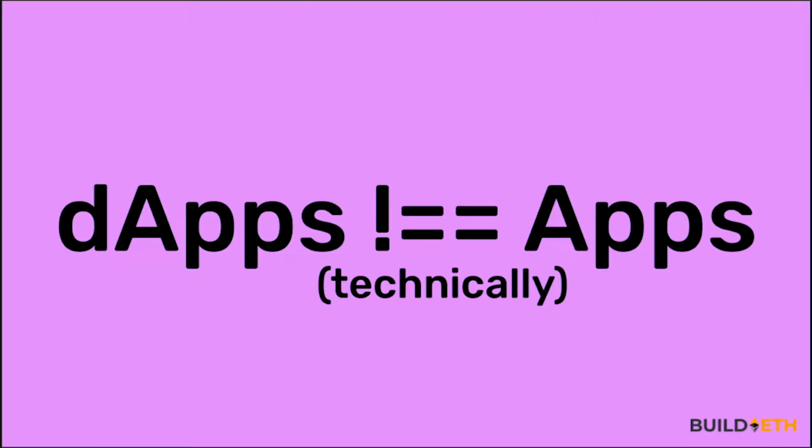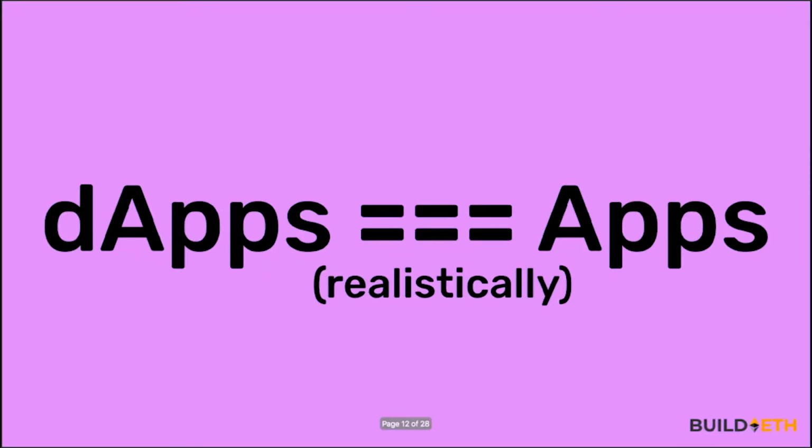But I don't think that's a necessity. I think dApps should just be apps. Because realistically, from a consumer's perspective, that's what they're using. They're using your product. They're using your service. They're trying to get some sort of value out of your app. And it shouldn't matter what technology you use. The tech should just drive the benefits, and that's what you sell.